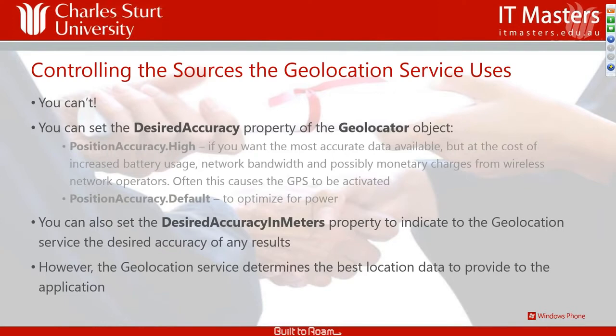Whereas if you just ask for a single point in time, it'll be a compromise between accuracy and the availability of that located data. You can also set, this is with the new APIs, you can now set the desired accuracy in meters. So for applications that want a little bit more control, you can set that.